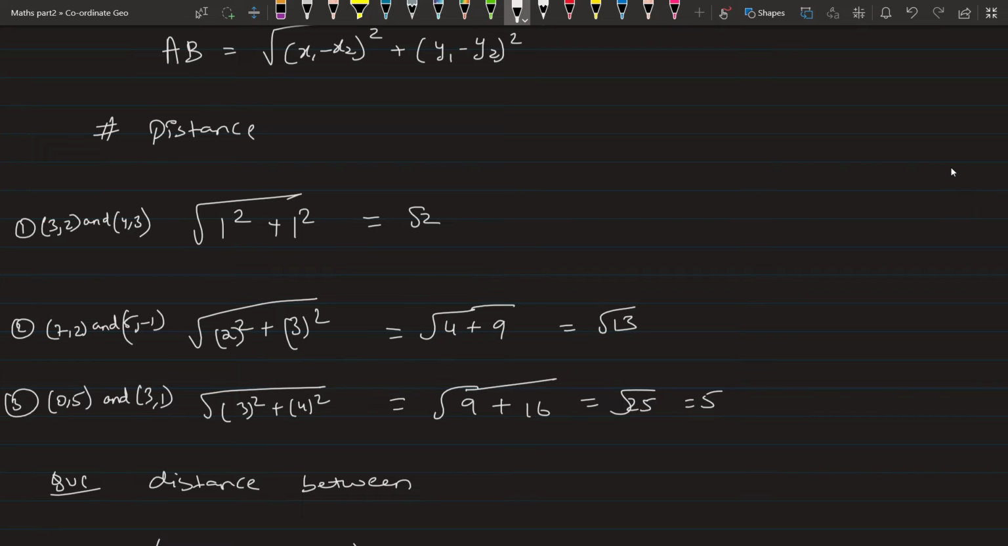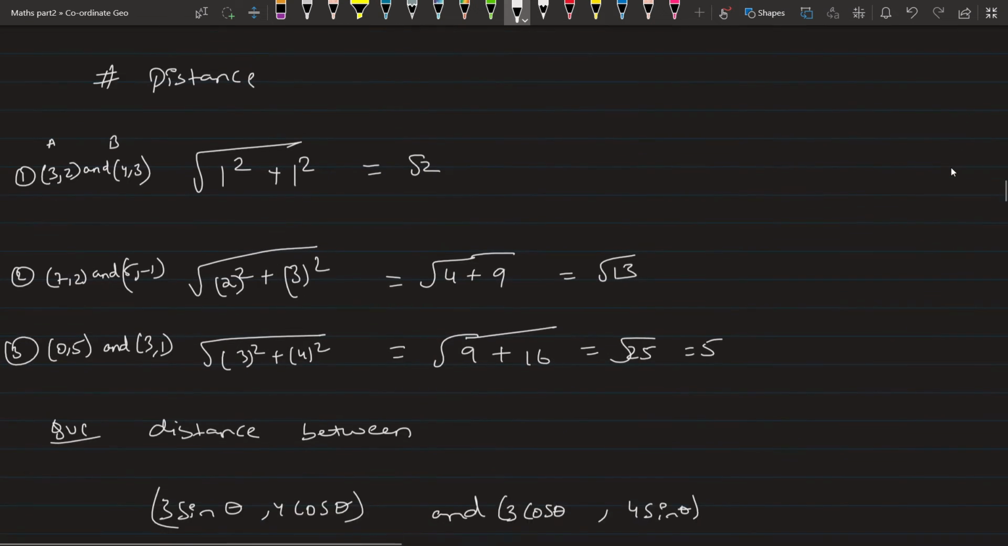So to find the distance between these 2 points, point A and point B, it will be the root of (4 minus 3), that is 1 square, plus (3 minus 2), that is 1 square, that will be root 2.